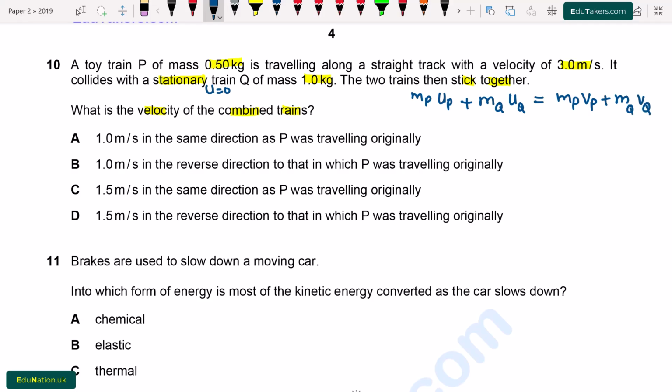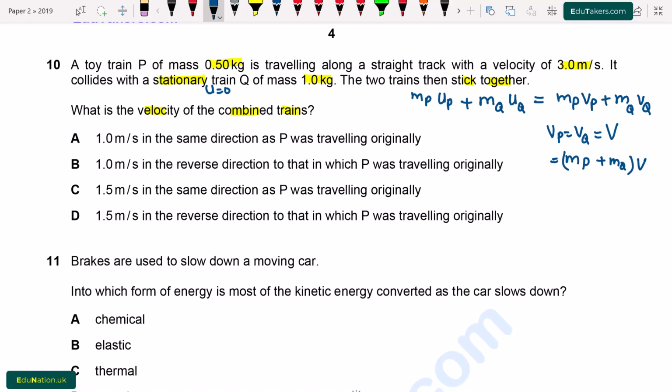Here we have to find out the velocity of the combined train when both of these trains stick together. When both of these stick together, then they move with the combined velocity. It means that Vp is equal to Vq, and I suppose that this is equal to V. So I write here on the right hand side, here will be MP plus MQ and V is common. We have to find out this value of V.